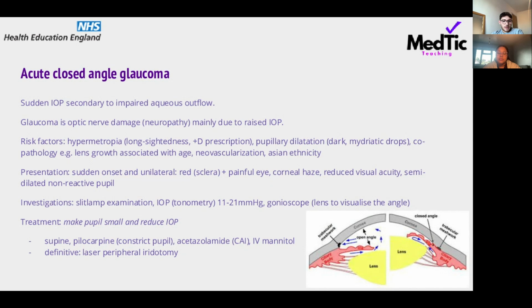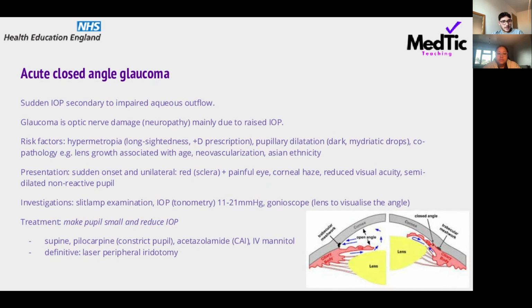So we've spoken about risk factors there. It's mainly pupil dilation. And then we've seen the presentation. Classically, you get this semi-dilated non-reactive pupil, and raised pressure on tonometry when you assess the patient clinically. The normal range is 11 to 21, so it'd be higher than 21. And in an ophthalmology clinic, you use a gonioscope, which is a mirrored lens, to have a look at the angle to see if it is closed or not.